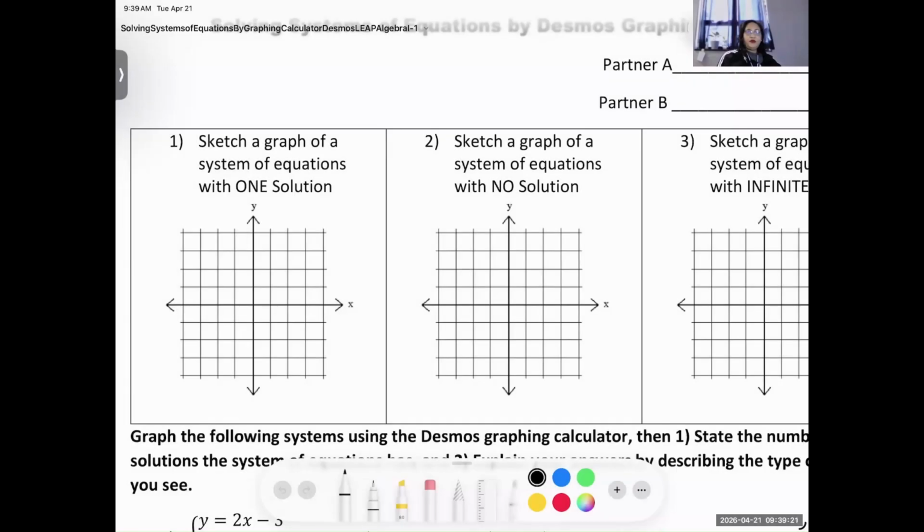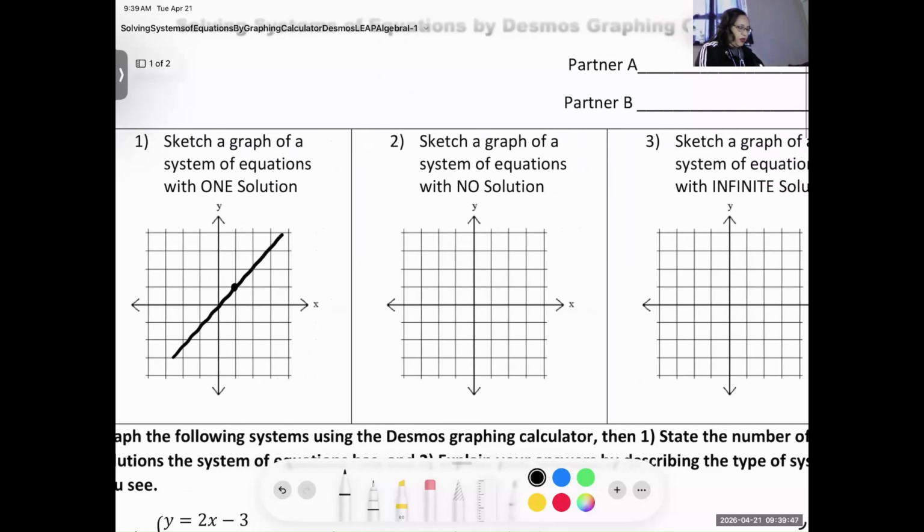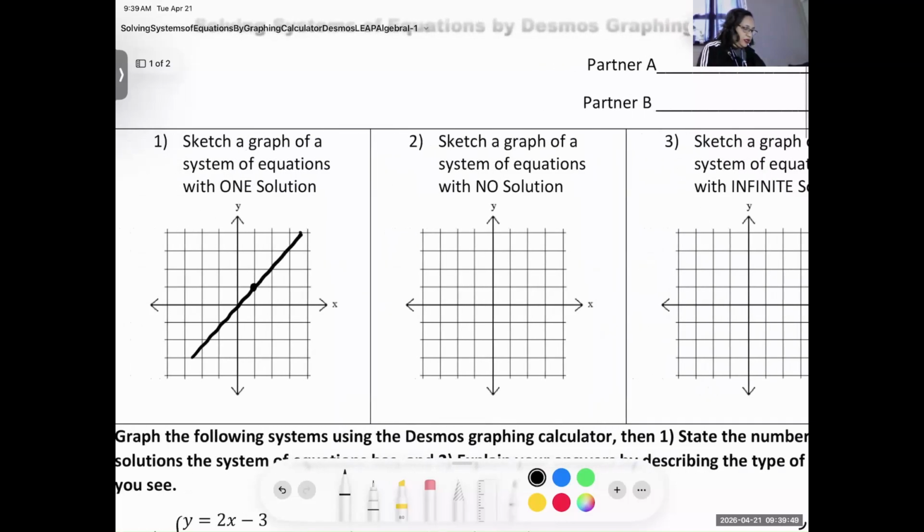So to sketch a graph of a system that has one solution, just pick a dot. Let me see, I'm gonna use black. And then I would like to use a straight edge, but I might mess up something, but I'm gonna try it. So I'm just gonna pick a dot, right? And then I'm gonna draw a straight line through that dot. Put arrowheads on it.